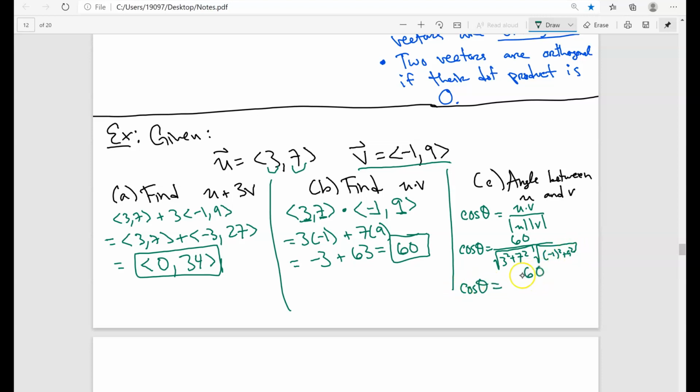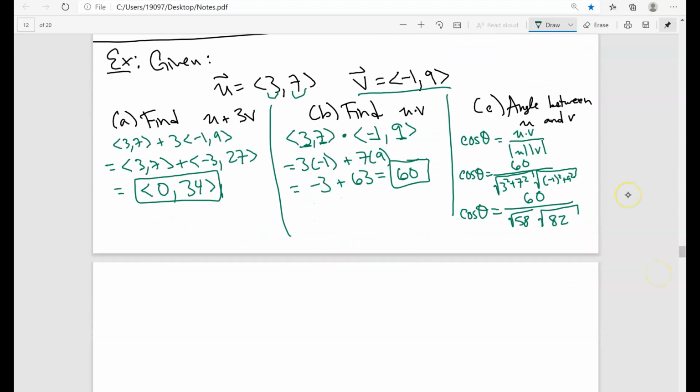So you're going to get 60 divided by, okay, so I got to use my calculator now. So 3 squared plus 7 squared, that's going to give me the square root of 58. And this other one is going to be 81 plus 1 is 82, so the square root of 82. So now what I want to do is take cosine inverse. So I'm going to write it over here. I'm running out of space.